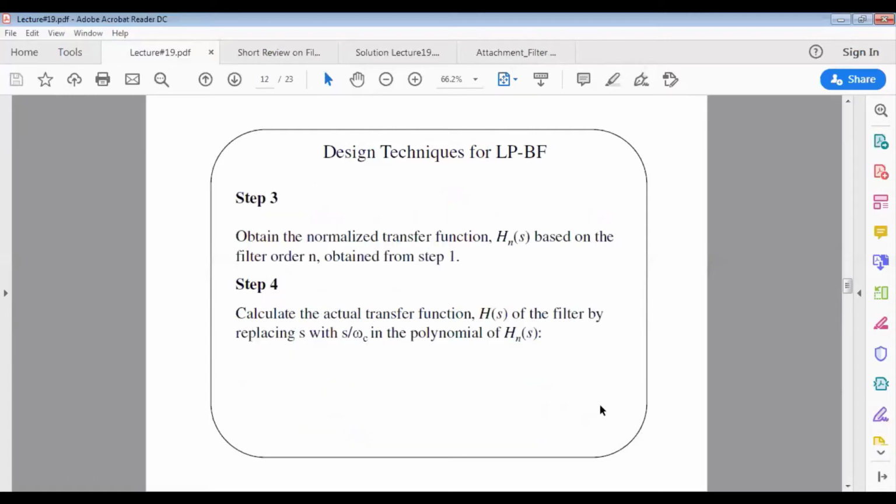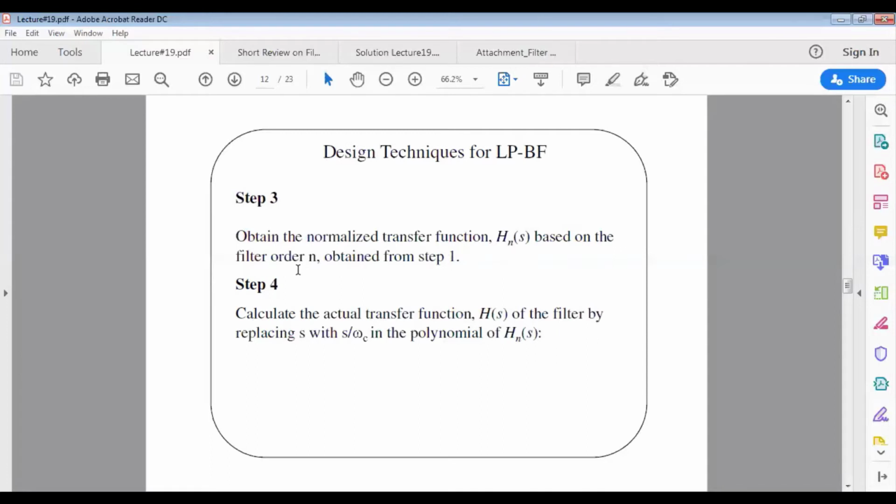Okay, step number 3, once we have obtained the cutoff frequency, we shall proceed with obtaining the normalized transfer function, which is based on the filter order N. The normalized transfer function H_N(s) is based on the Butterworth filter, in which H_N(s) equals 1 over B_N(s). B_N(s) is the Butterworth polynomial, and the Butterworth polynomial depends on the filter order N.